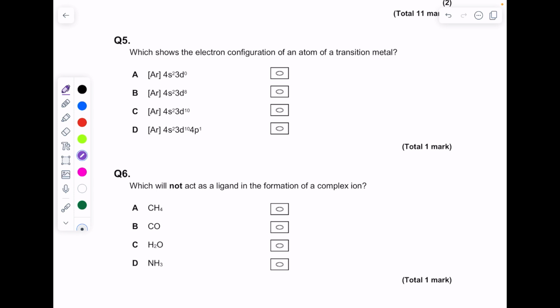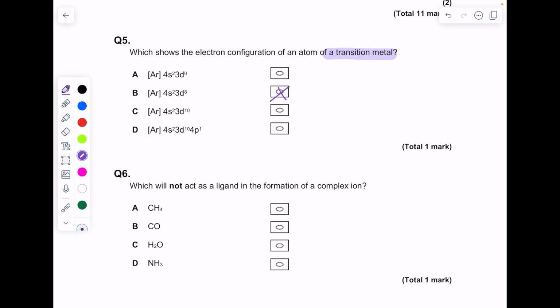Question 5, which shows the electron configuration of an atom of a transition metal. Remember, we define a transition metal as having a partially filled d orbital. Look down here, that has no electrons in the d orbital. These two are both full, which means that the answer here must be B.